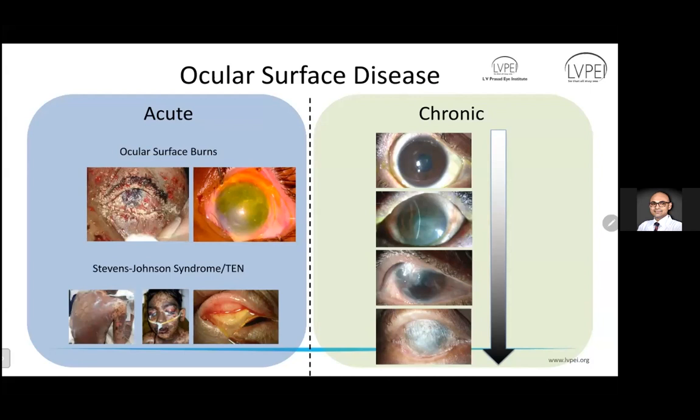And so on the left side, you have these acute conditions, and on the right side, you have chronic conditions like dry eye disease and cicatrizing conjunctivitis and end-stage ocular disease, etc. Now, obviously, I'm sure that you understand that much of the chronic ocular surface disease can be a sequelae of the acute disease. So what we are trying to do when we are treating acute ocular surface disease is to prevent or limit the sequelae as much as possible, in the form of chronic ocular surface disease.